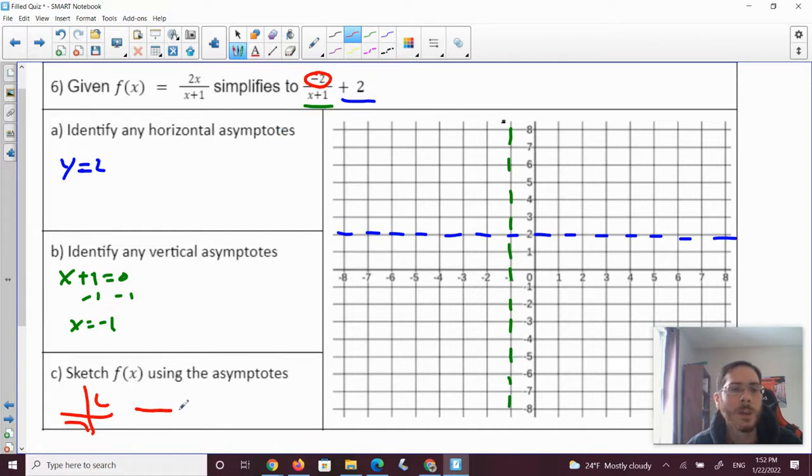So that means that we're going to flip, and there's going to be a little bit of a stretch. So our graph is actually going to look something like this. Now the nice thing is we're just asked to make a sketch. So as long as we get the general shape right, we should be pretty good. So we'll go like that.